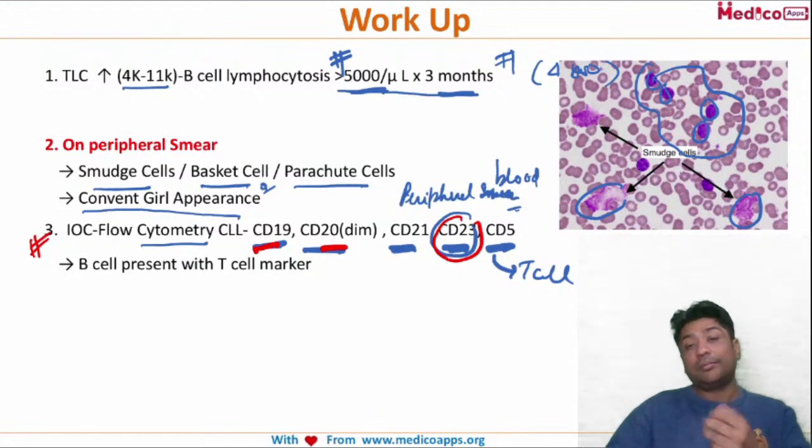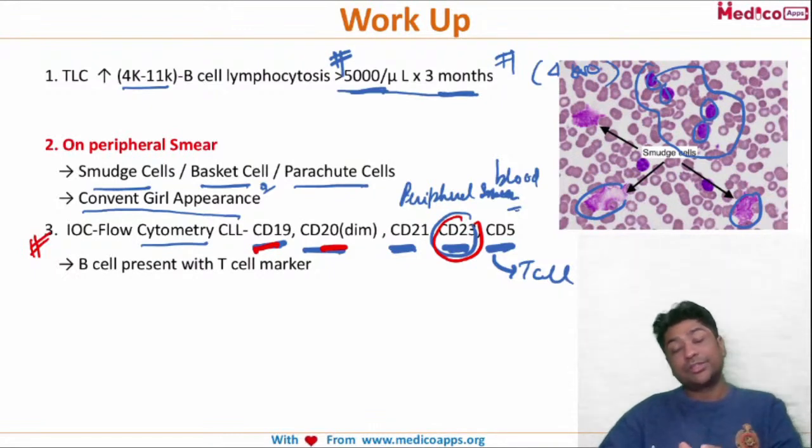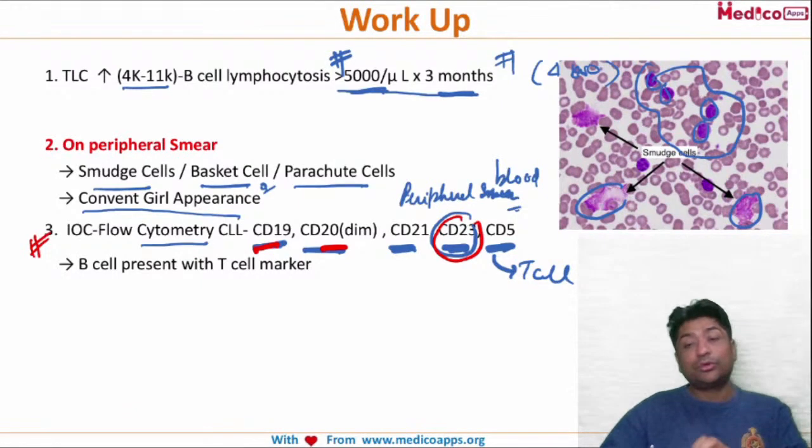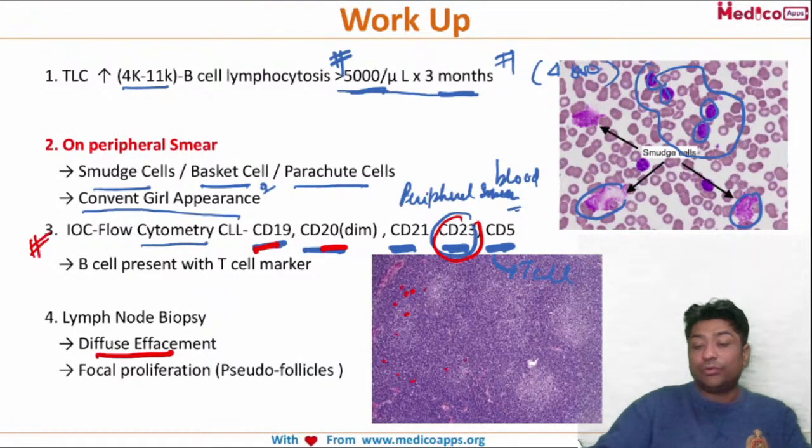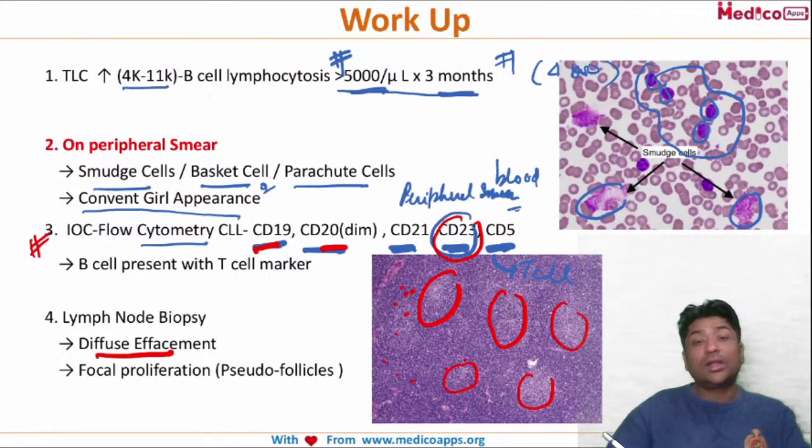Okay, and that we can learn basically by acquiring additional mutations, they will convert from chronic lymphocytic leukemia to diffuse large B cell lymphoma. So Richter's syndrome, then only we do a lymph node biopsy. But for educational purpose, if you do a lymph node biopsy, first you will see is diffuse effacement, which means you can see that throughout the lymph node there is a B cell infiltration, and then you can see certain areas where there is focal proliferation, and these areas are called as pseudofollicles.